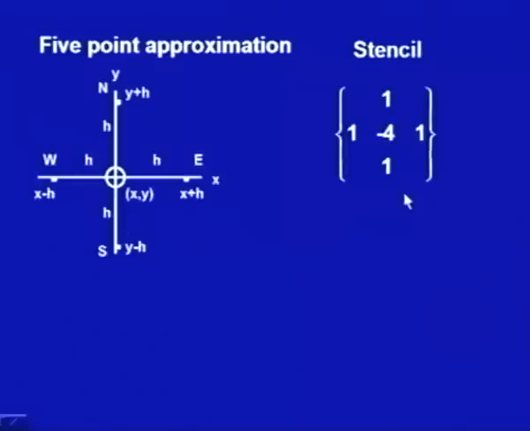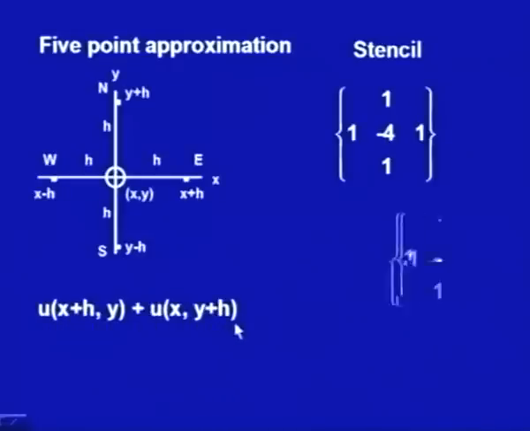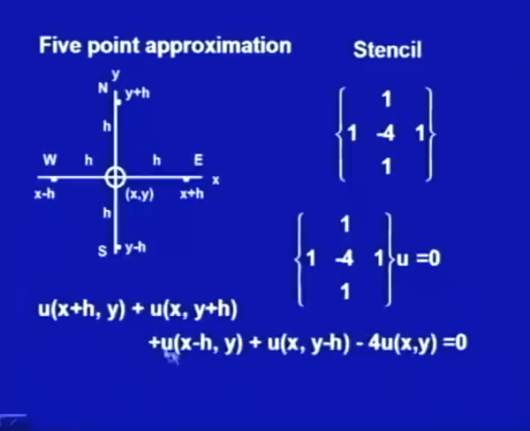So we are now changing our equation: u(x plus h, y) plus u(x, y plus h) plus u(x minus h, y) plus u(x, y minus h) minus 4 u(x, y) is equal to 0. We could write it as a matrix, where the points that are left out are 0: 0 1 0, 1 minus 4 1, 0 1 0, times u is equal to 0. This is at a point x y.